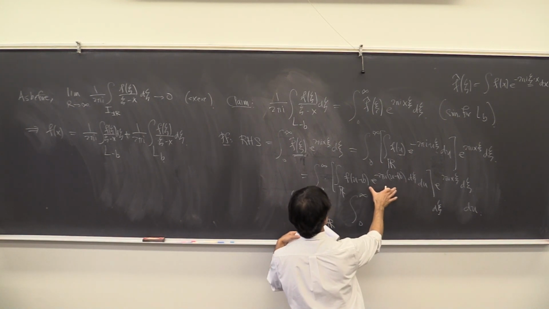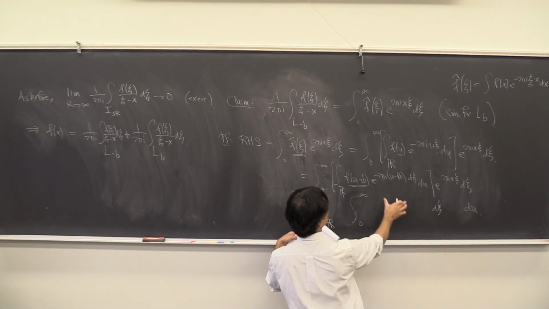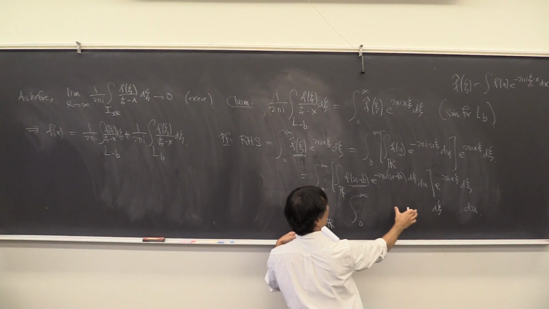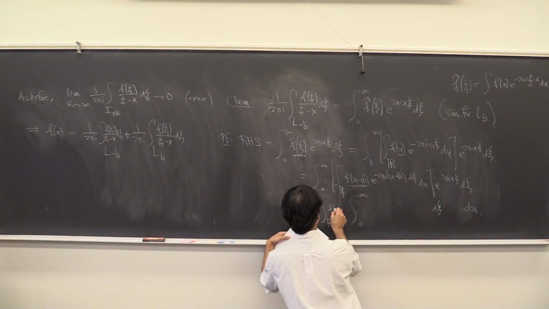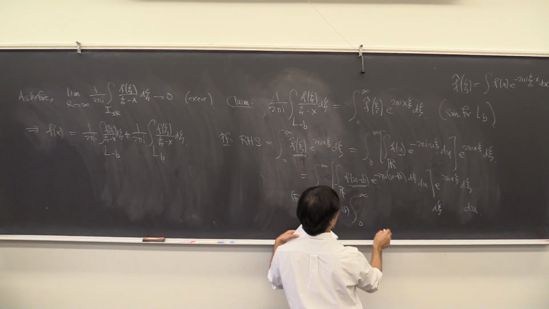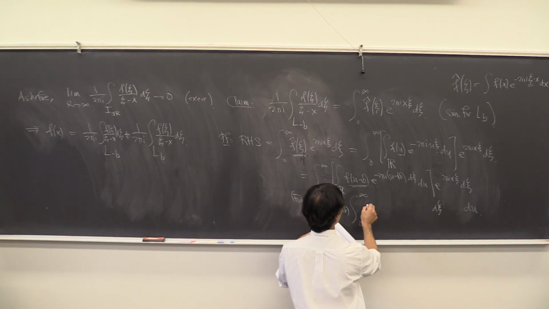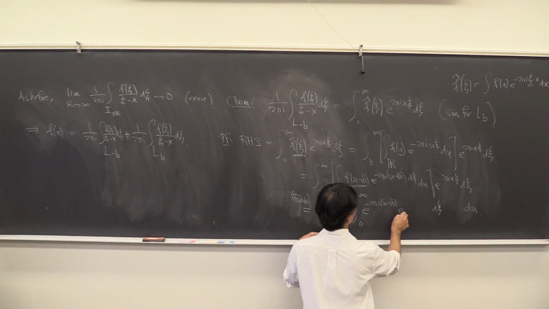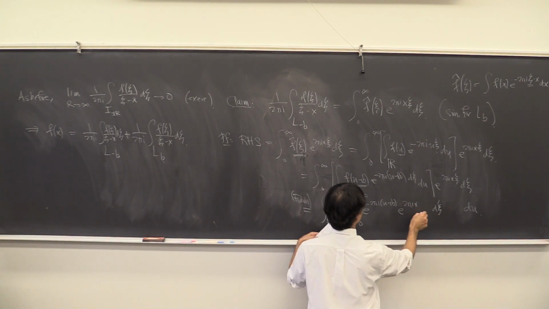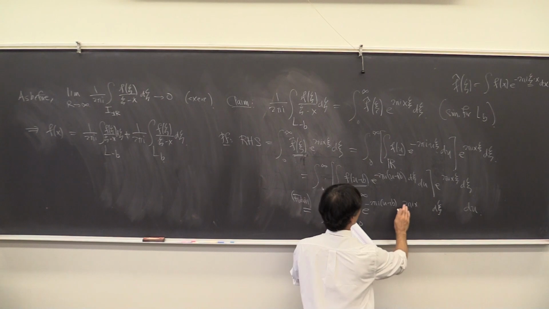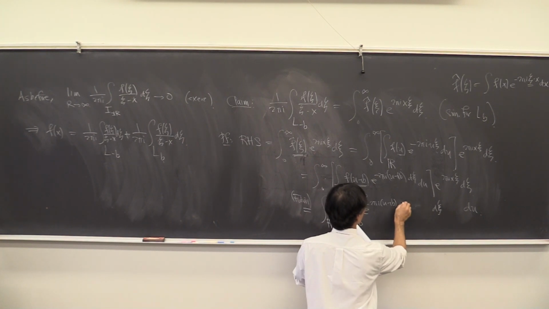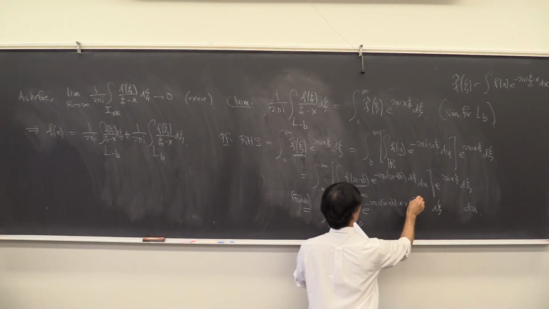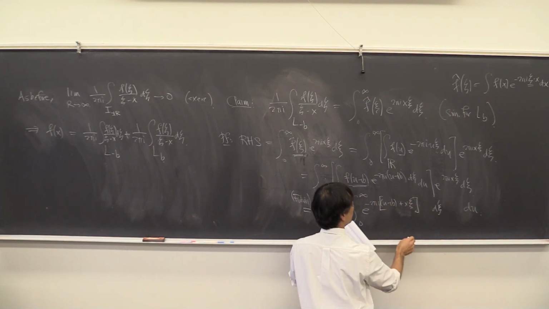This f(u - ib) doesn't depend on ξ, so we can pull that out. And we're left with e^(-2πi(u - ib)ξ) e^(2πixξ). So let me just add that on. So plus xξ, dξ.